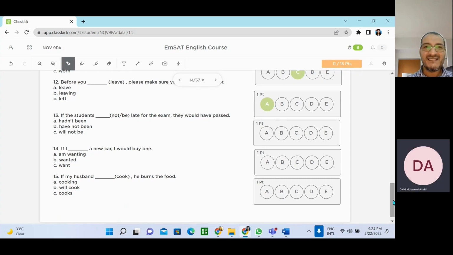If the students not be late for the exam, they would have passed. If the students hadn't been late for the exam, they would have passed. I'm trying to fix the first one here. I want to use a negative form. All the choices are negative. Okay, what is the second part here? Is it present or past? This is past. That means the first part should be past as well.